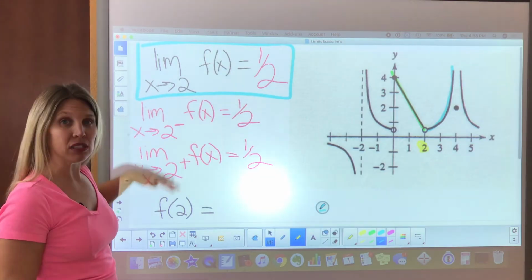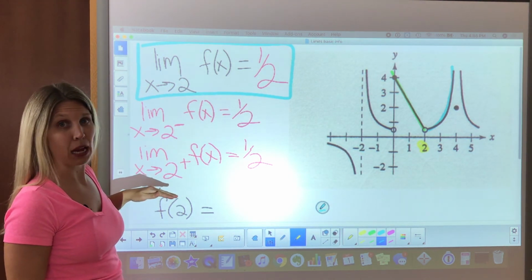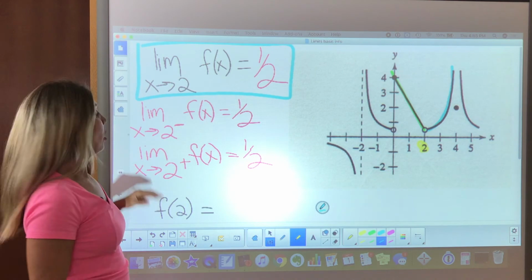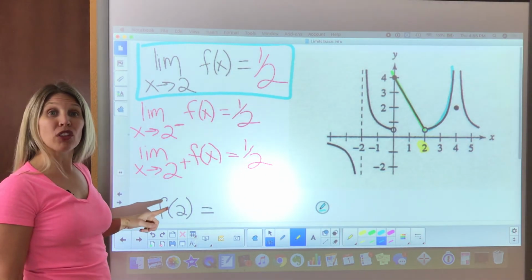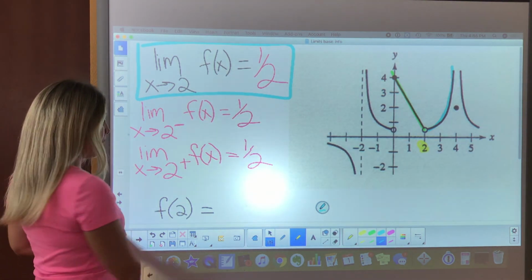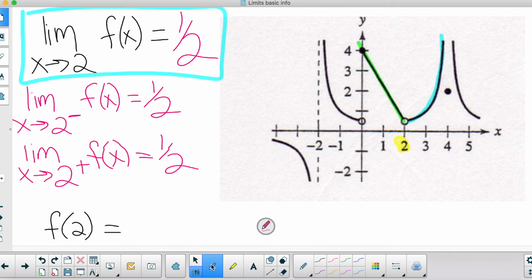Do you need to write out these steps from the left and from the right? Nope, not every time if you don't need it, okay? But I'm writing them out so you can see the process. But now let's talk about the value at f of 2. If we're talking about the value at 2, let's go up here to our graph and find out where's the value.